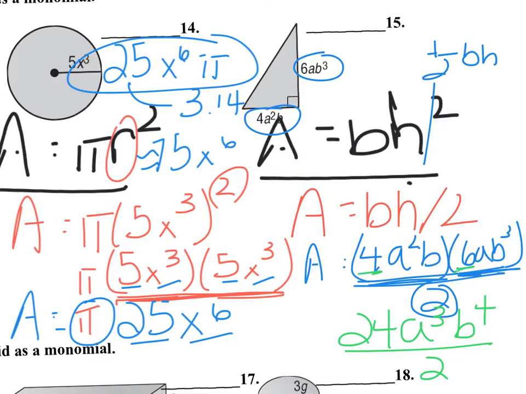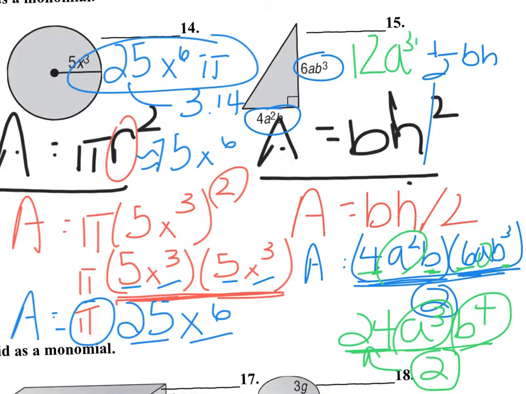4 times 6 is 24. A squared and a is a to the third. B and b to the third is b to the fourth. All of that is divided by 2 or times 1/2, which we can hook up with the 24. So the final answer for number 15 would be 12 a to the third, b to the fourth.